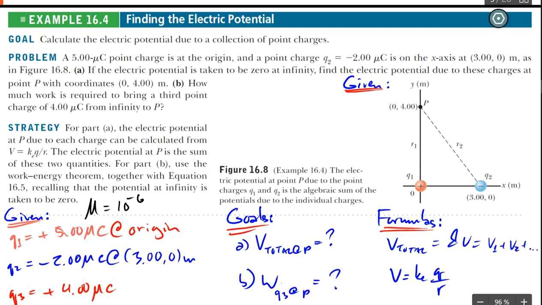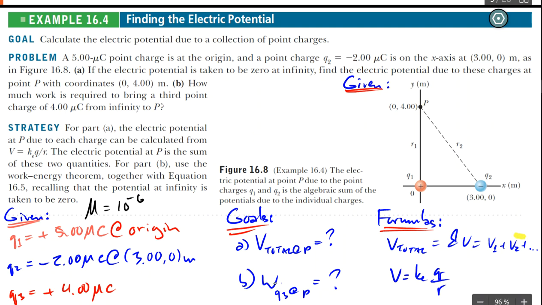What we're looking for is the total potential at this particular point, 4 meters above the positive charge, straight up from the origin. And how much work would be required to take a third charge of 4 microcoulombs, we're going to assume it's positive, from infinity all the way there. There's a reason why we say in electrostatics taking from infinity, but I might get ahead of myself. I'll explain that later.